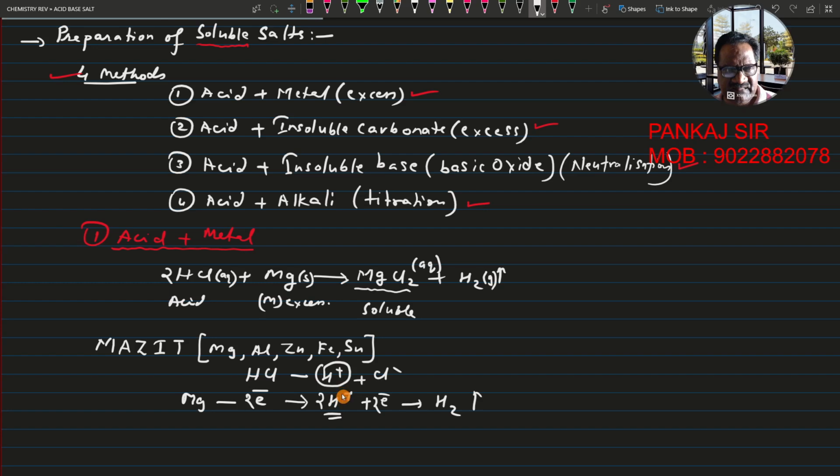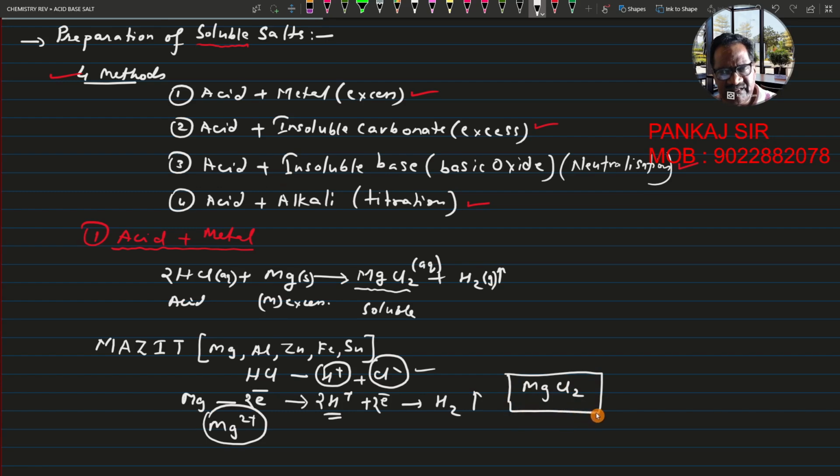Fine. Then you are left with this chloride ion, and you are left with the magnesium ion. When magnesium gives away 2 electrons, magnesium ions will be formed, isn't it? So these magnesium ions and the chloride ions will combine to form MgCl2, the salt that we wanted. This is the mechanism.